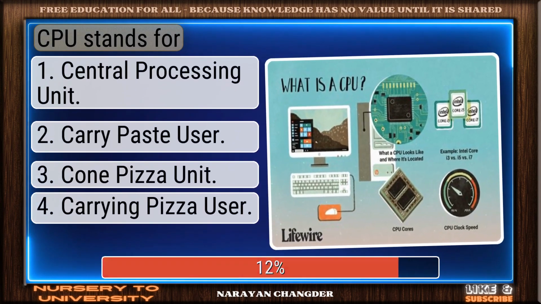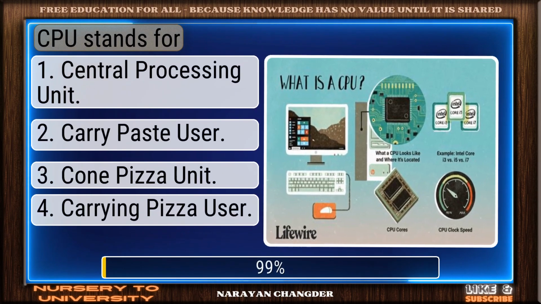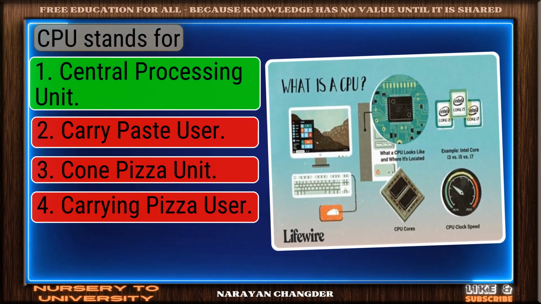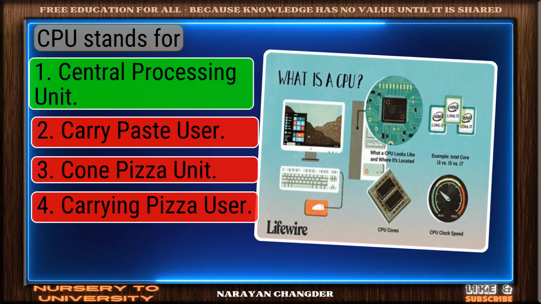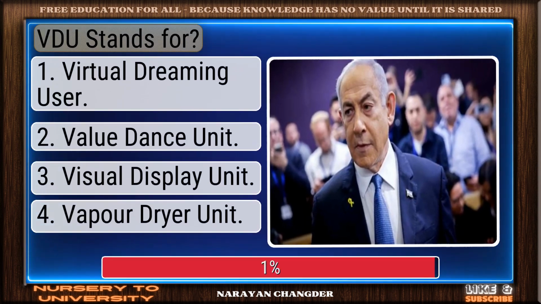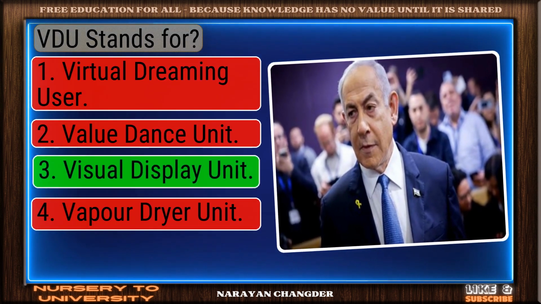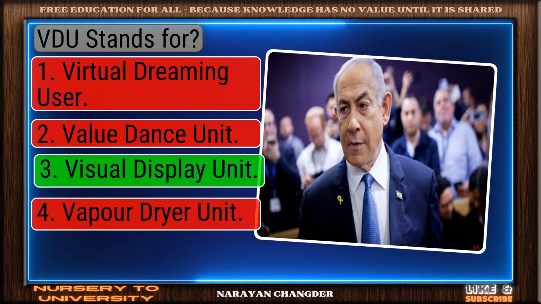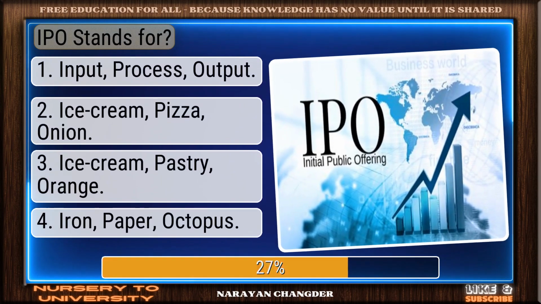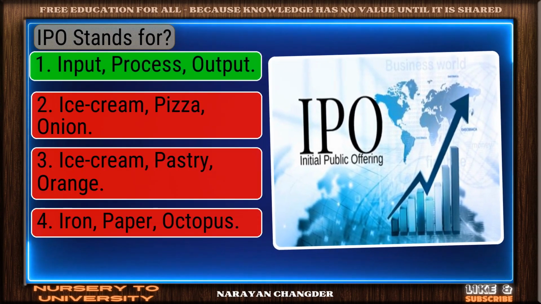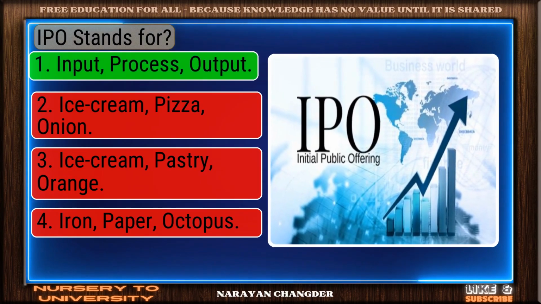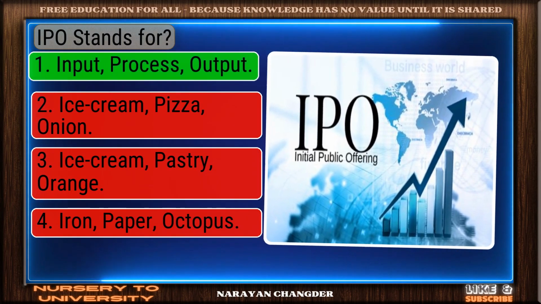CPU stands for. Great job. Central processing unit is the accurate answer. VDU stands for. Strong choice. Visual display unit is the right answer. IPO stands for. Well reasoned. Input process output is the correct choice.